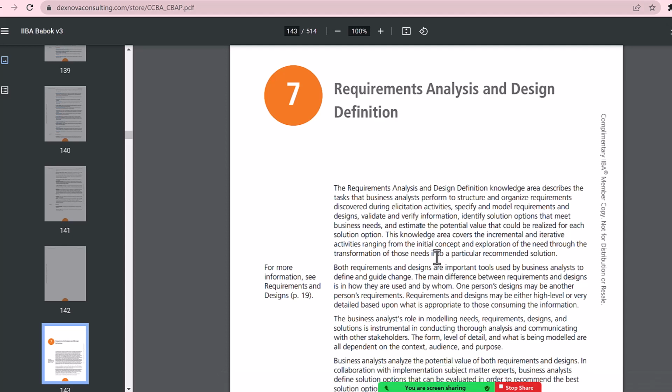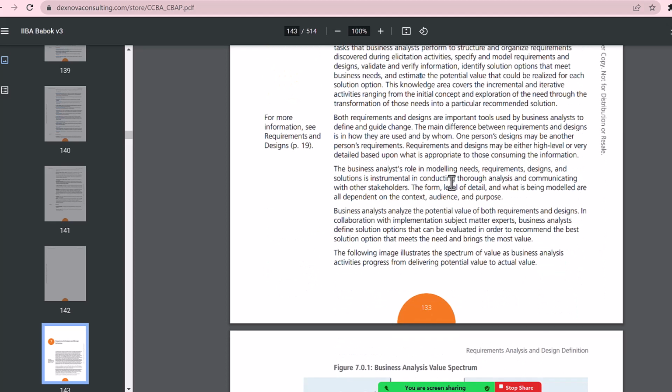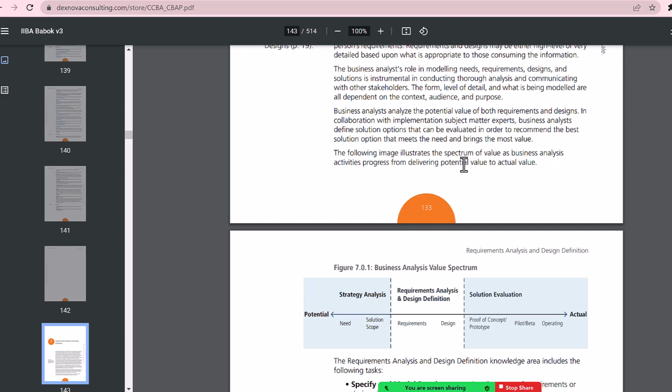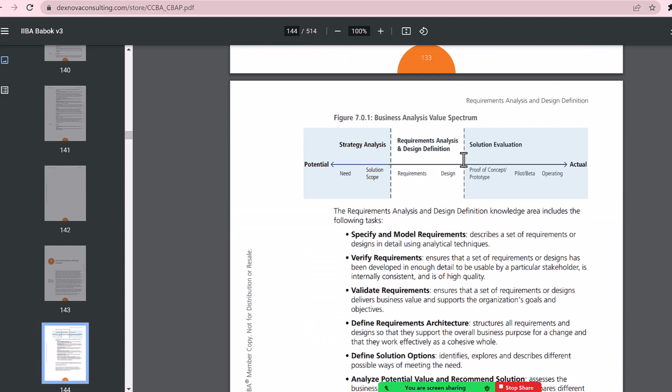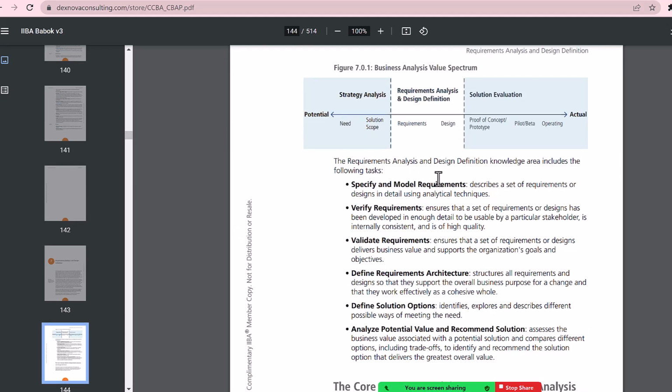Okay, so today we are going to talk about requirement analysis and design definition. Let's say how to define a requirement and how to validate it. Okay, so what are the stages? If you get a requirement, what are the different stages? First, you need to specify and model the requirements. That means you are designing the requirement in detail, and then you have to verify and then validate. I'll tell you what's the difference between verify and validate.